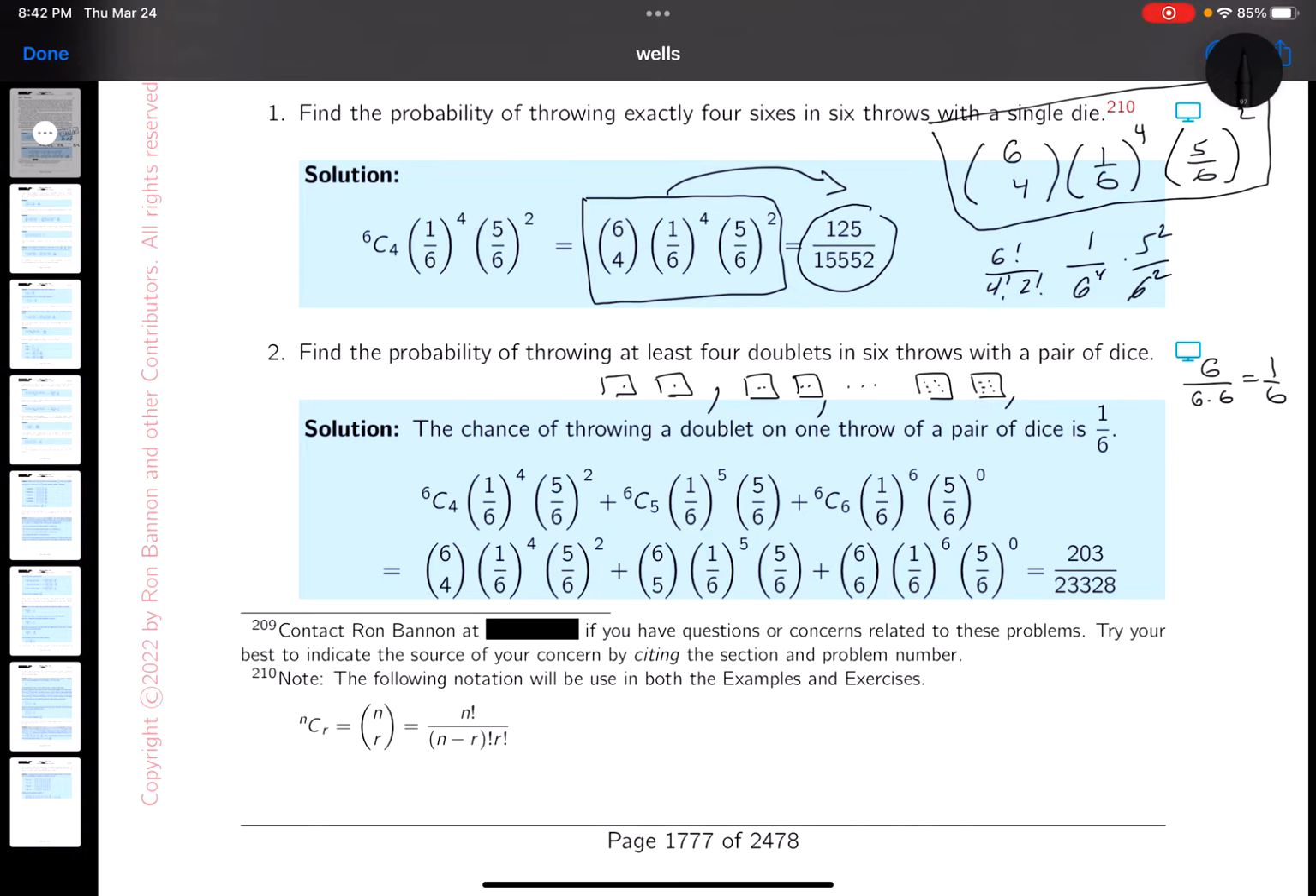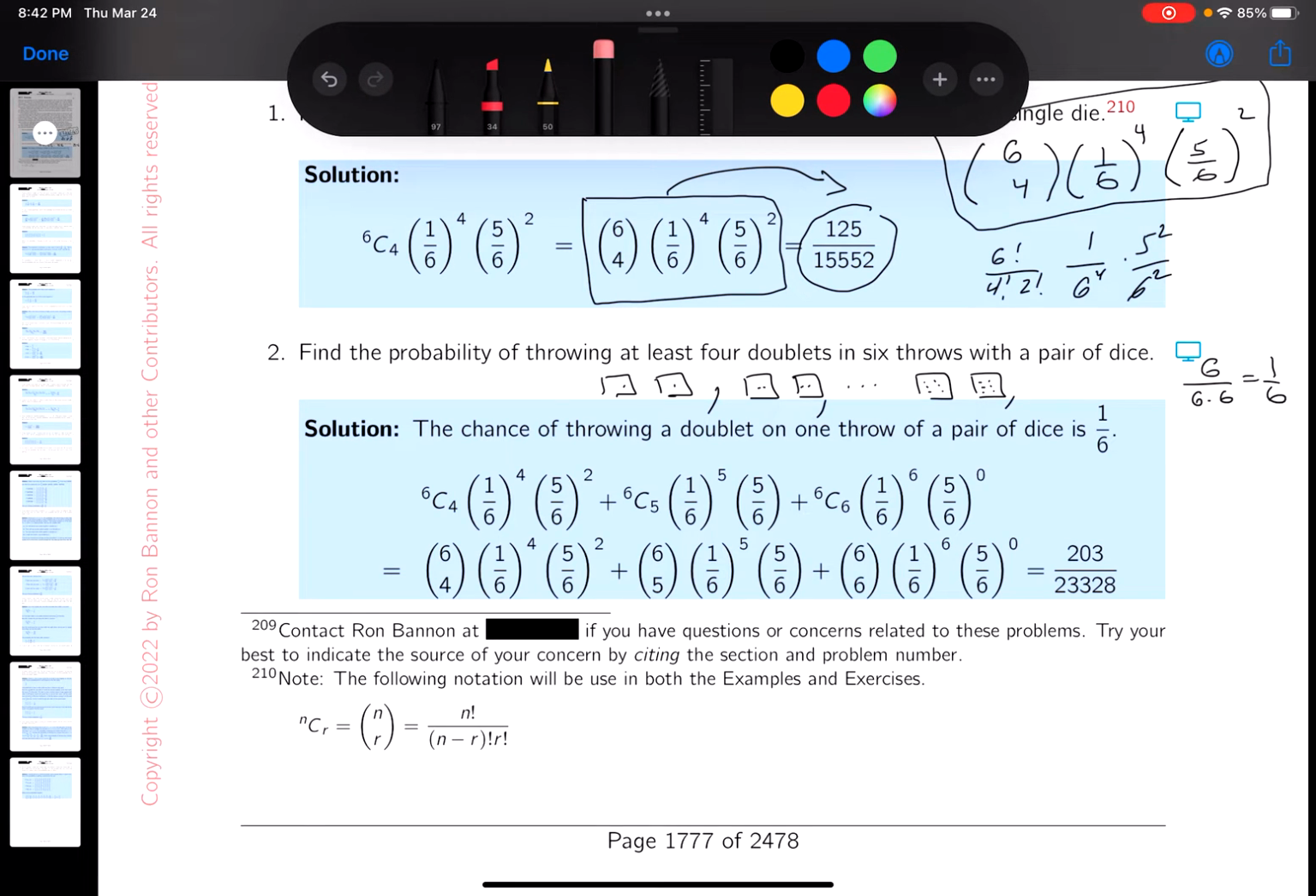All right, so let me get my eraser out. We talked through that, and I'll erase this over here. So again, the chance of throwing a doublet is 1 in 6. That's right over here. Okay? So find the probability of throwing at least 4 doublets in 6 throws of a pair of dice. All right? So at least 4. Now someone says, what does at least 4 mean? Well, it could be 4, it could be 5, it could be 6. So let's talk about that one step at a time.